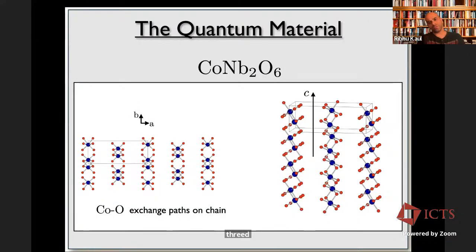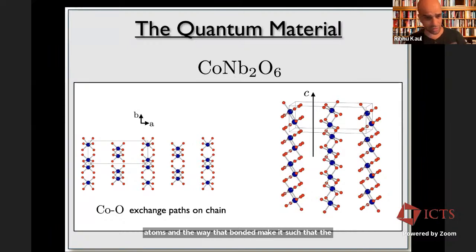So the crystal structure is such that in this material, the cobalt ions form chains in the C direction. Remember, it's an orthorhombic crystal. And if you look in the direction perpendicular to C, the AB plane, these chains form a triangular lattice. Now, I won't talk too much about the 3D structure, but the important thing is that the spacing between the cobalt atoms and the way they're bonded make it such that the exchange paths and exchange constants in the C direction are much stronger than in AB. So this has been verified both ab initio and in many, many experiments over 30 or even 40 years.